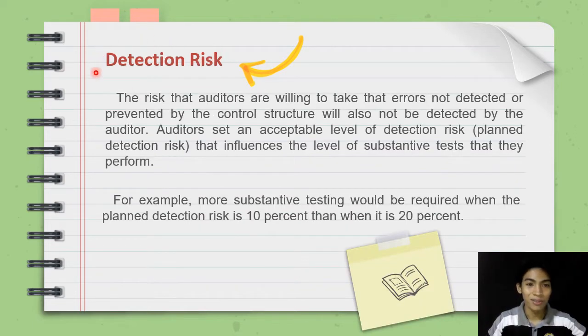Now we are down to detection risk. This is the risk that auditors are willing to take that errors not detected or prevented by the control structure will also not be detected by the auditor. Auditors set an acceptable level of detection risk, or the planned detection risk, that influences the level of substantive tests that they perform. For example, more substantive testing would be required when the planned detection risk is 10% than when it is 20%.